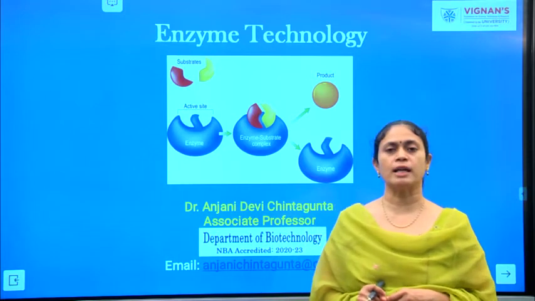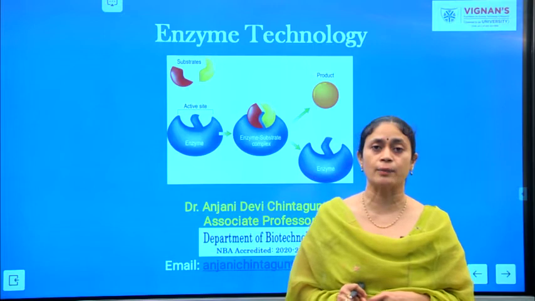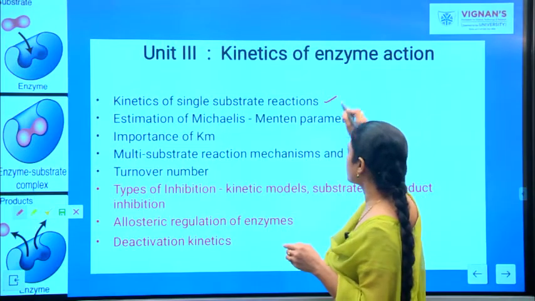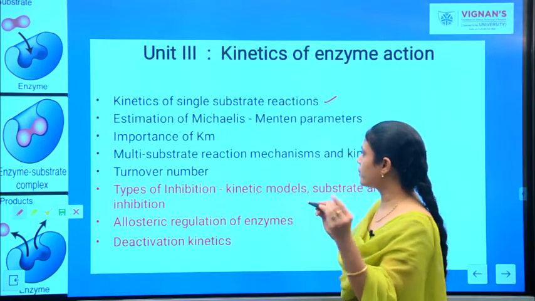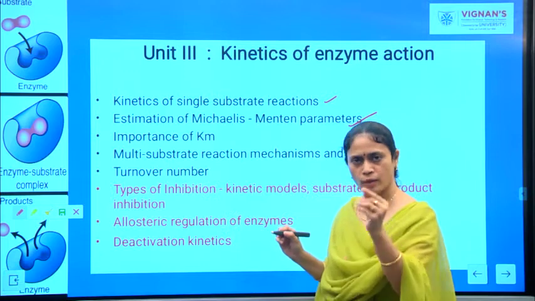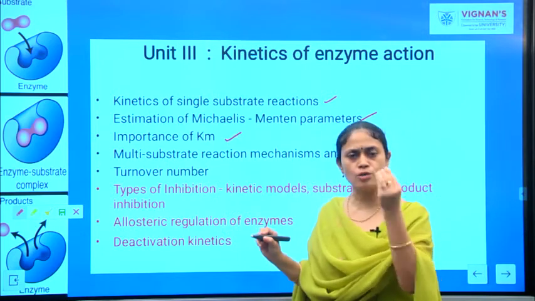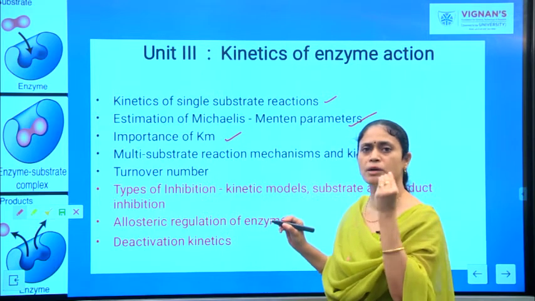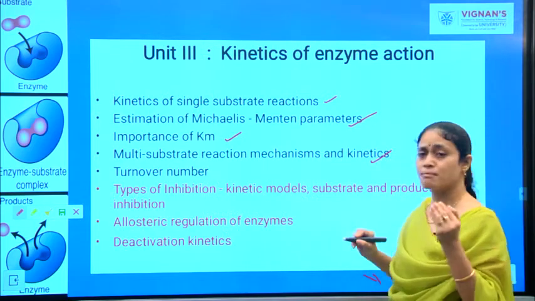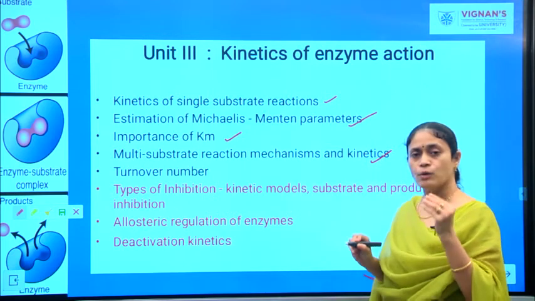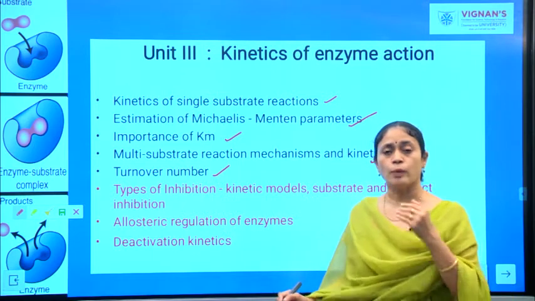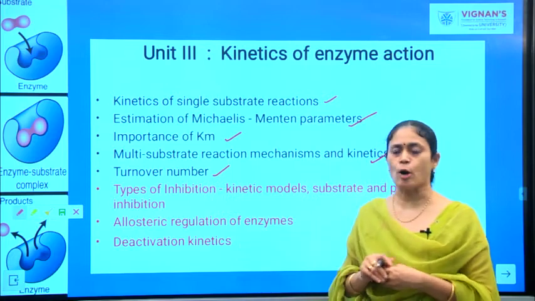As you pretty well know, I'm dealing with the course Enzyme Technology, and we are presently dealing with Unit 3. In the last sessions, we have dealt with the kinetics of single substrate reactions. We have already covered the estimation of Michaelis-Menten's parameters. Along with that, we have also learnt about the importance of the Michaelis-Menten parameters like Km and Vmax. We have also studied multi-substrate reaction mechanisms and kinetics, and we have focused upon the turnover number also. In the present sessions, we are going to study the remaining topics of Unit 3.